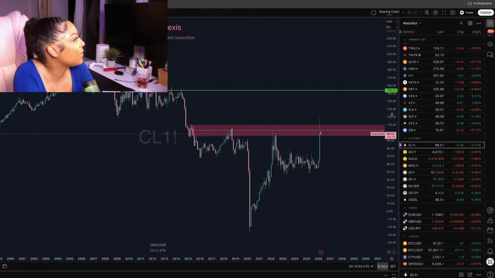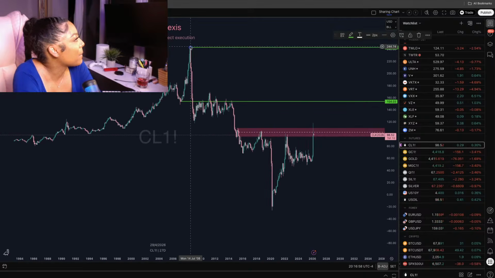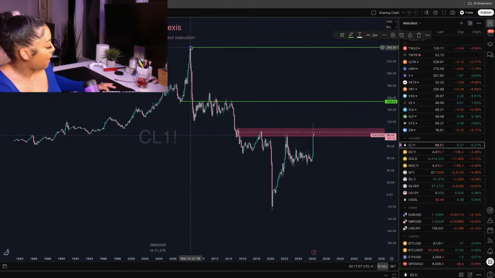But I think the first thing when I look at crude oil is that this is a dealing range. So this is your dealing range high, and this is your dealing range low. Ooh, if it'll let me put a line there.